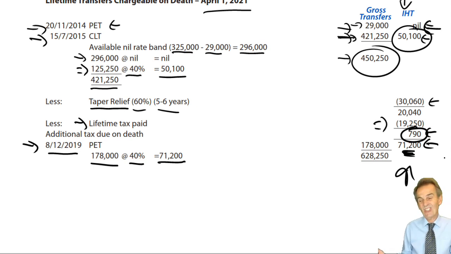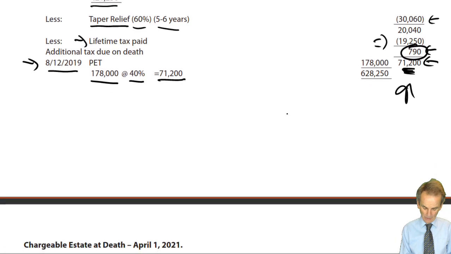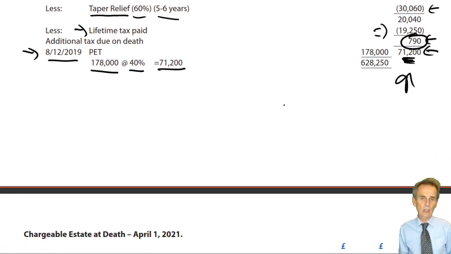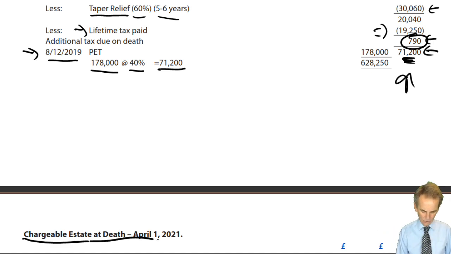Right, that's the hardest part done, that computation, the lifetime transfers chargeable on death, and it means that all that now you're required to do is to put together your computation of the chargeable estate at death. There is no need, as there wouldn't be any need in the exam in an objective testing question, to formally list them out as I've shown in this particular answer. You would already have picked up the numbers from the reading of the question.